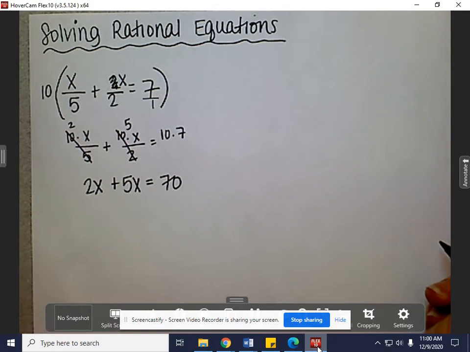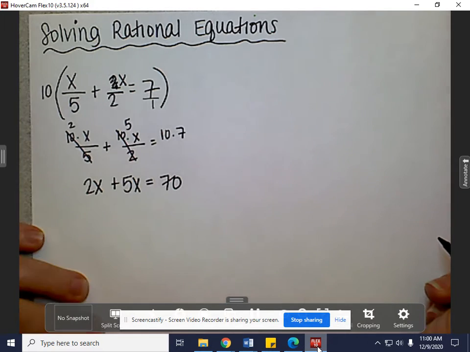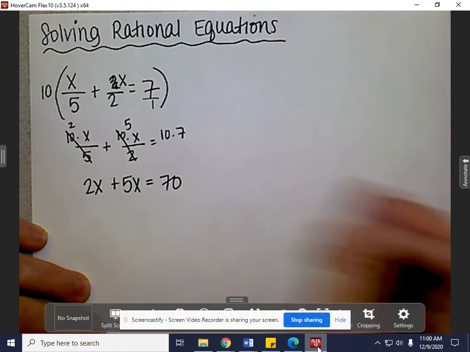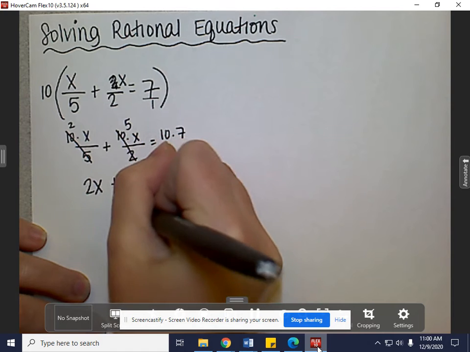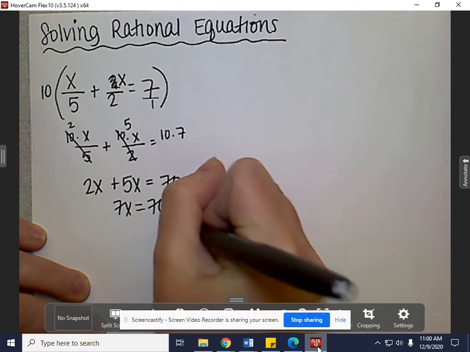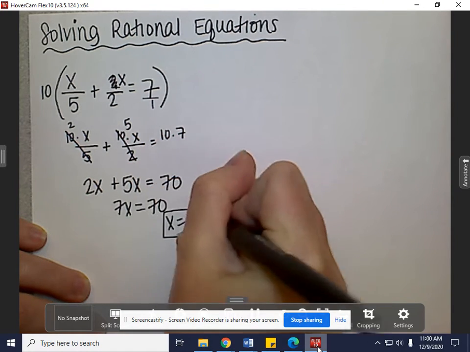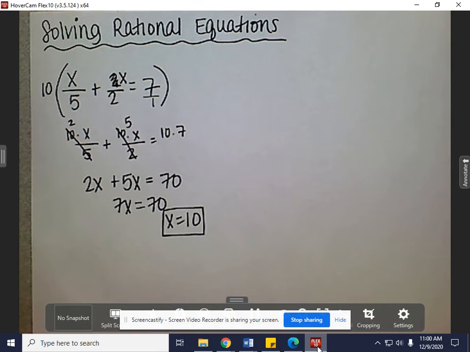We can see that multiplying it by the common denominator made it way easier rather than having to combine and do all sorts of funky stuff. So we can solve this quick. 7x equals 70, x equals 10. We're good. Now, one thing we do want to get used to in this section, it's not going to affect us too much in this problem. It's more when we have variables in the denominator. We do always want to check our answer.